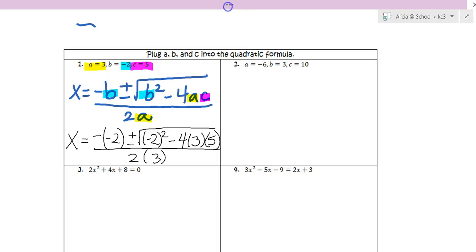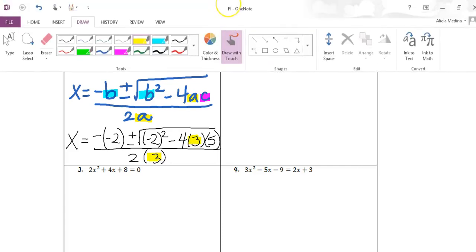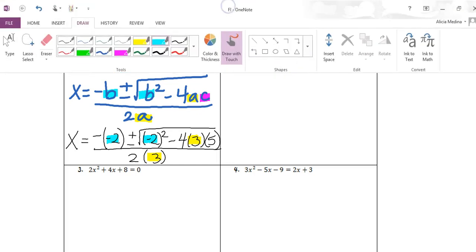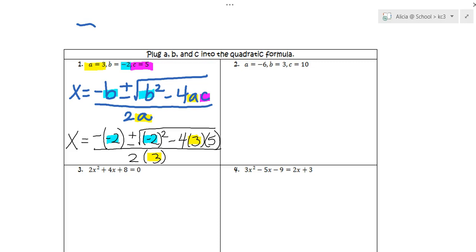So again, just so that you can see those colors of exactly where I substituted it in. A was my 3, B was my -2. Again, be very careful with those double negatives. And C was 5. Alright, so if you need to highlight it, feel free to highlight. You do not need to, but it does help visually see what is going on.